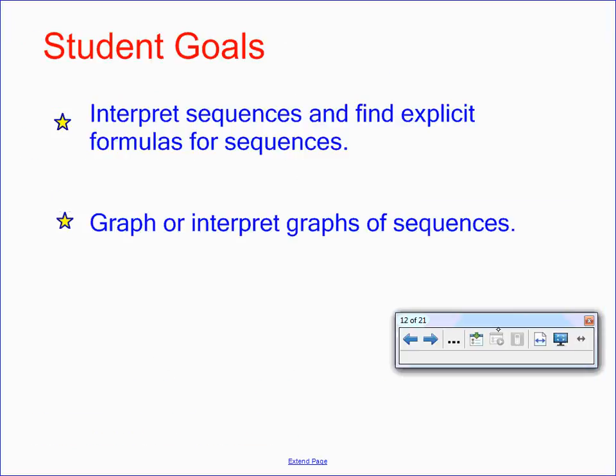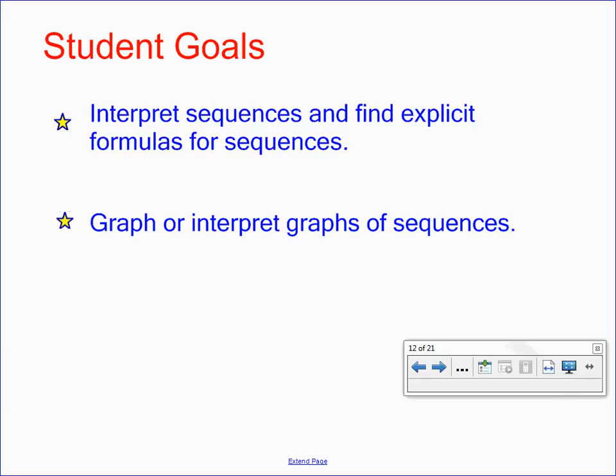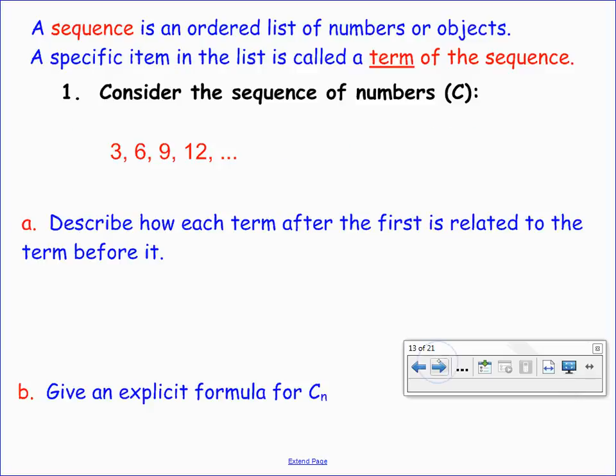Let's go ahead and take a look at our goals for today. We're going to interpret sequences and find explicit formulas for sequences, really more as an introduction today, and we're going to do it more next class period. We're also going to graph and interpret graphs of sequences, and so that's where we're headed.